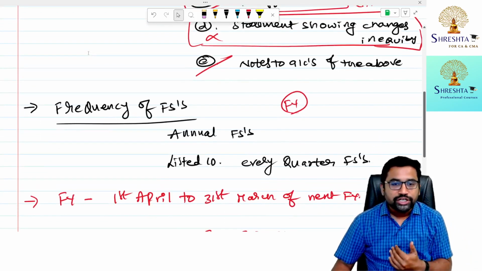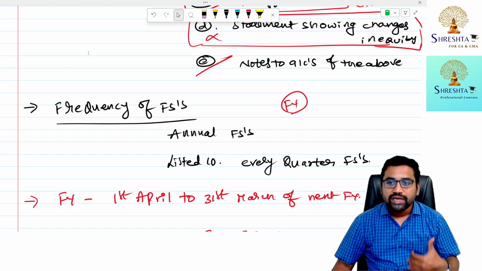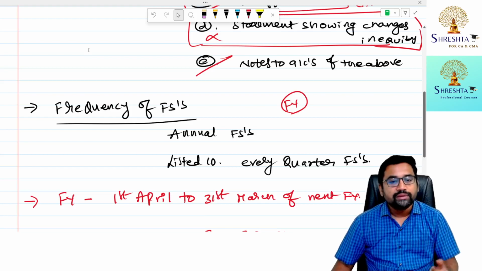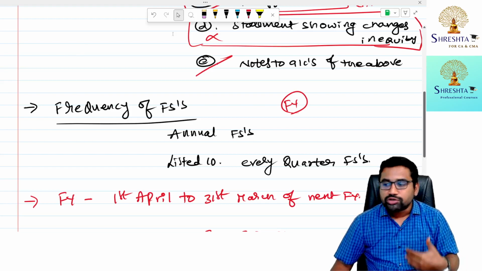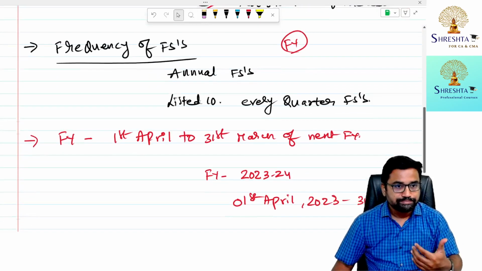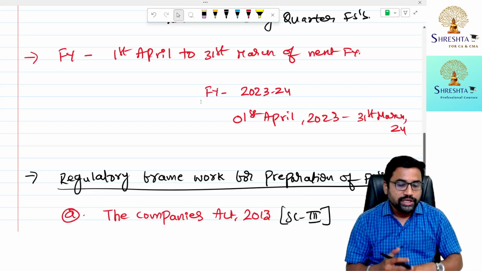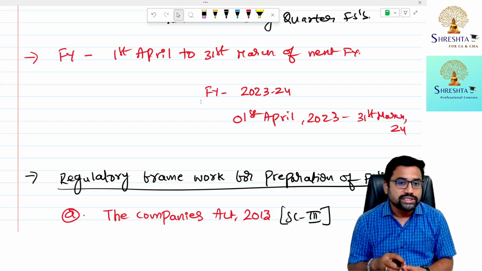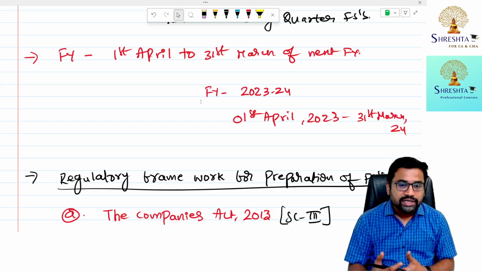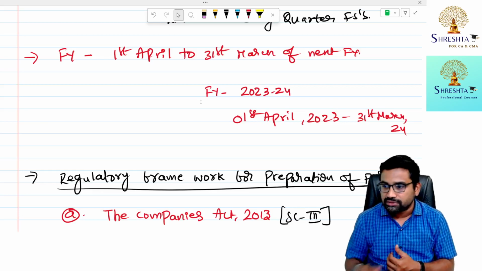Now how often do we need to prepare financial statements? Generally, every company will prepare financial statements annually. That means once in every financial year. But if you are a listed company, then there may be a requirement that you have to prepare financial statements quarterly also, as per the listing agreement with SEBI. Whenever a company wants to issue its shares to the public, they have to list and enter into a listing agreement with SEBI. Now according to the listing agreement, sometimes it is mandatory to prepare financial statements periodically.